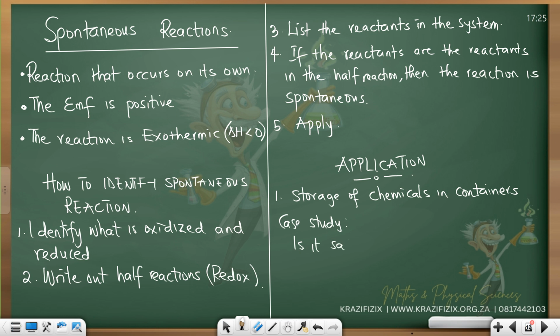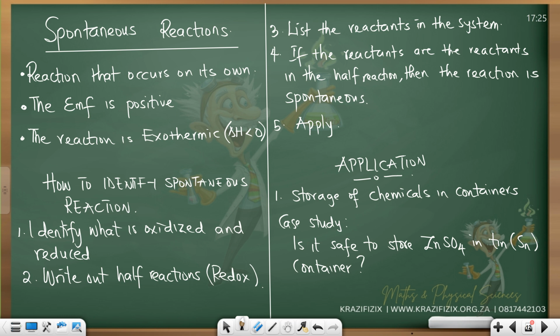Is it safe to store zinc sulfate in a tin, Sn, container? Yes or no?